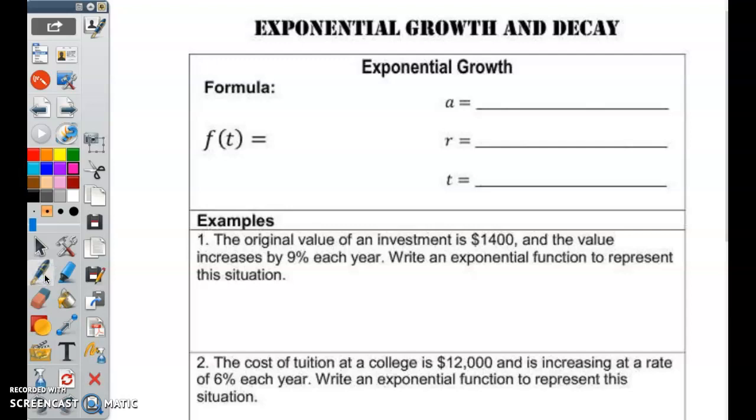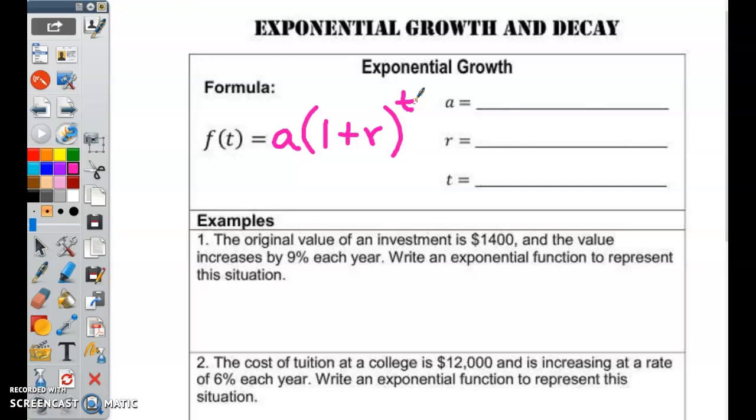So when we talk about exponential growth, the equation still has an A on the outside, and inside is going to be greater than $1. So that's why we do 1 plus whatever our rate is. And it's always to the power of x, which is also t, your time. Okay, to the power of x.